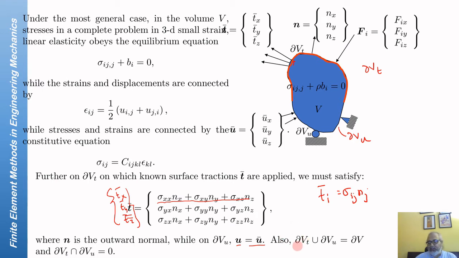And the important thing to note is that delta Vt and delta Vu together will give you the entire boundary, and they do not intersect with each other, which means that at every point on the boundary, you have to either specify the tractions or specify the displacements, but at no point on the boundary can you specify both. That is the long and short of it.